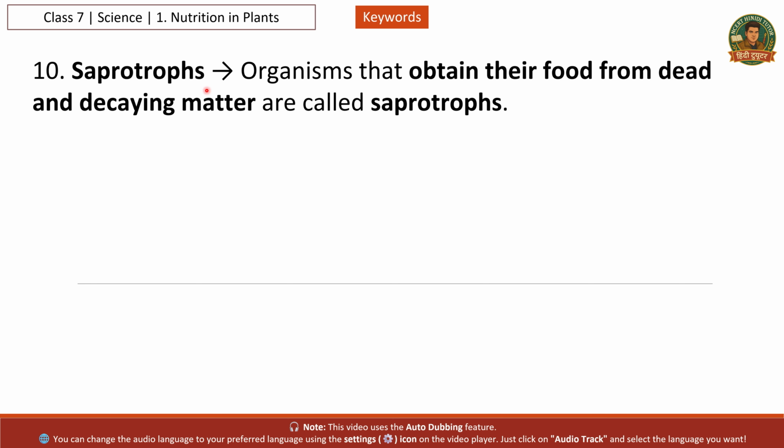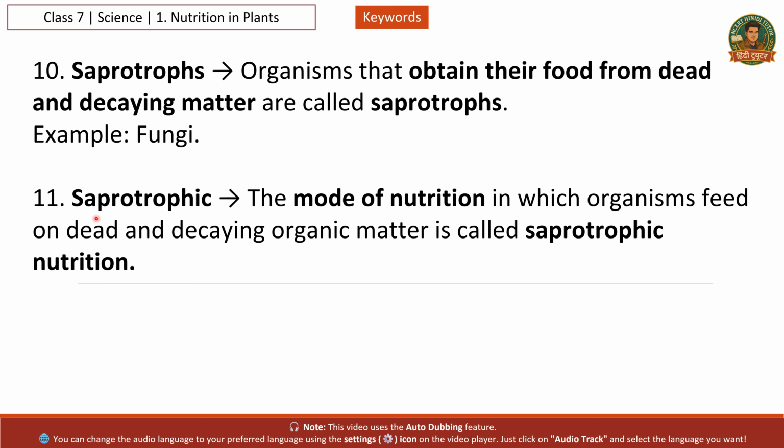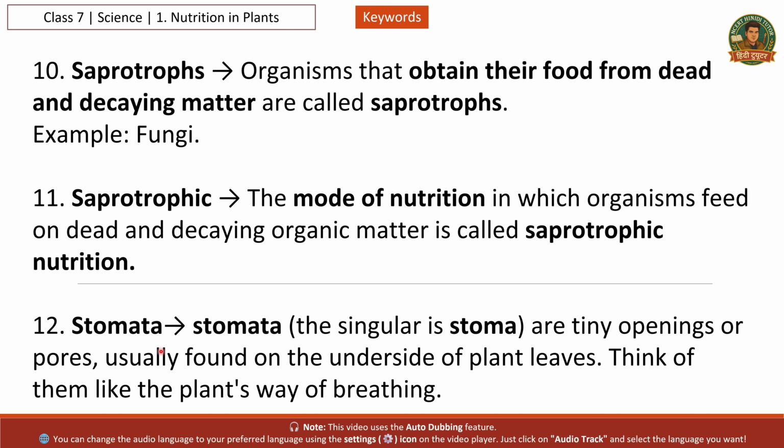Tenth, saprotrophs: organisms that obtain their food from dead and decaying matter are called saprotrophs. Example, fungi. Eleventh, saprotrophic: the mode of nutrition in which organisms feed on dead and decaying organic matter is called saprotrophic nutrition. Twelfth, stomata. Stomata, the singular is stoma, are tiny openings or pores usually found on the underside of plant leaves. Think of them like the plant's way of breathing.